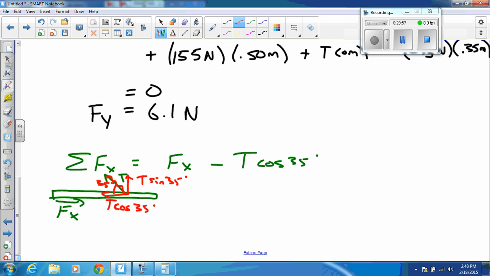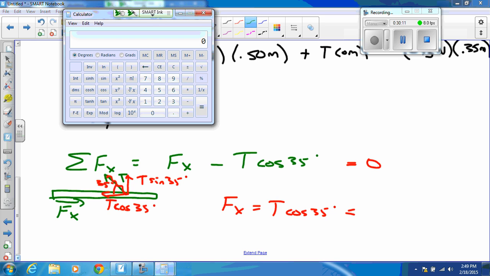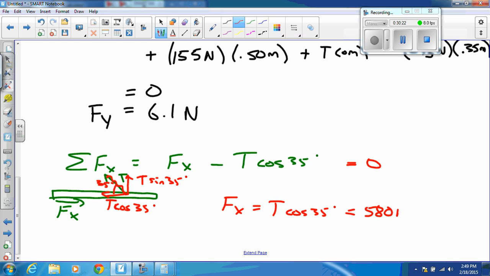And so since we already know the value for T is 708 newtons, we get Fx is equal to T cosine 35, and that is equal to 580 newtons. Just like that. So you can see that the pivot is basically just pushing horizontally. And it's doing that to resist the force of the cable pulling that beam back into the wall. Does that make sense?